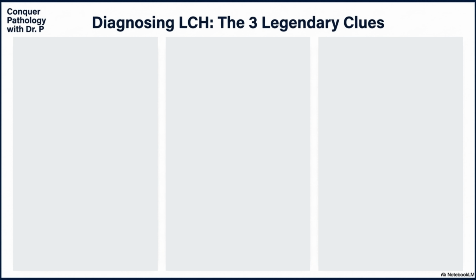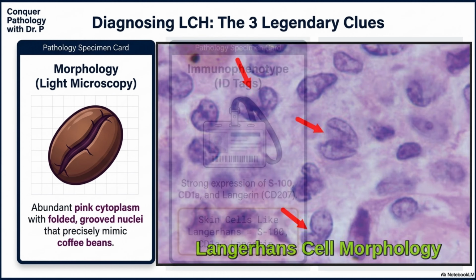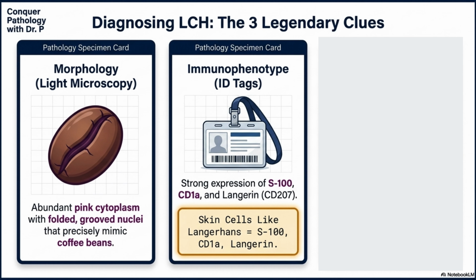Moving on to diagnosing LCH, we have the 3 legendary clues on our pathology specimen card. First is morphology under light microscopy. You will see abundant pink cytoplasm with folded groove nuclei that precisely mimic coffee beans. Second is the immunophenotype, or the ID tags. There is a strong expression of S100, CD1A, and Langerin, also known as CD207.